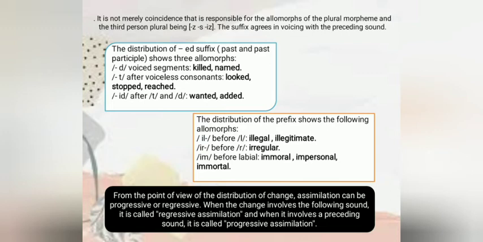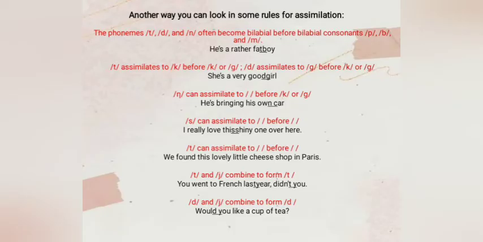When the change involves the following sound, it is called regressive assimilation, and when it involves a preceding sound, it is called progressive assimilation. Another way you can look at some rules for assimilation. The phonemes t, d, and n often become bilabial before bilabial consonants p, b, and m. Example, he's rather fat boy.